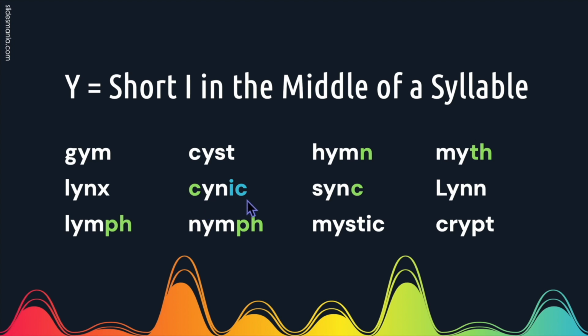Now, very few English words end in the letter C. Most of the time, if the last sound is a k, it will be a K. About the only exceptions are English words that end in the Latin suffix ic, or the word sink here, but this is spelled with a C because it's actually a shortened version of a longer word. PH says f, lymph, nymph, mystic, crypt.